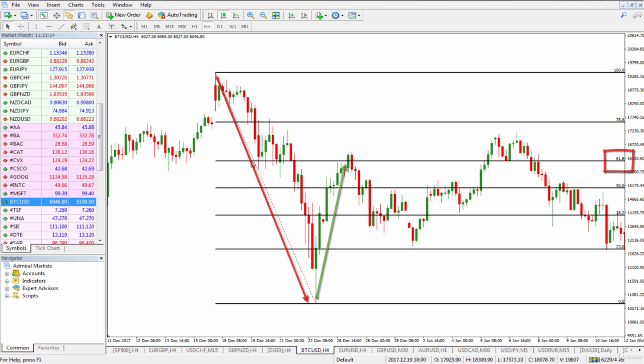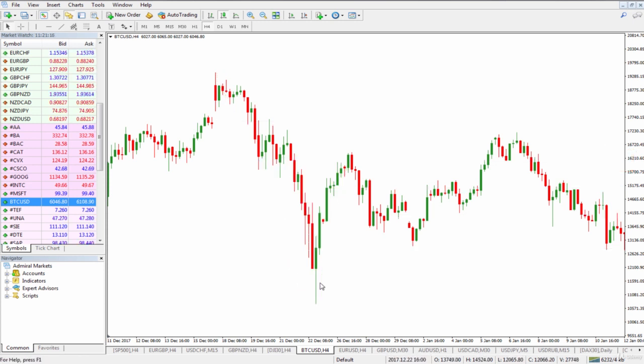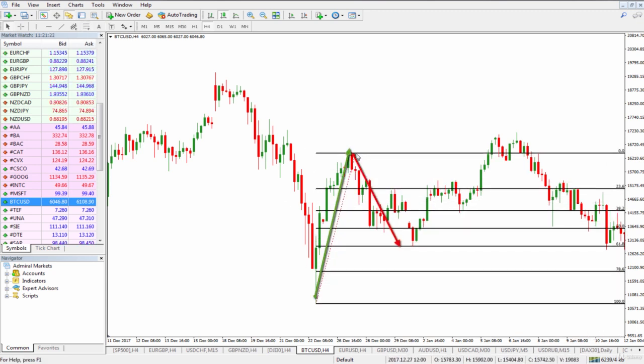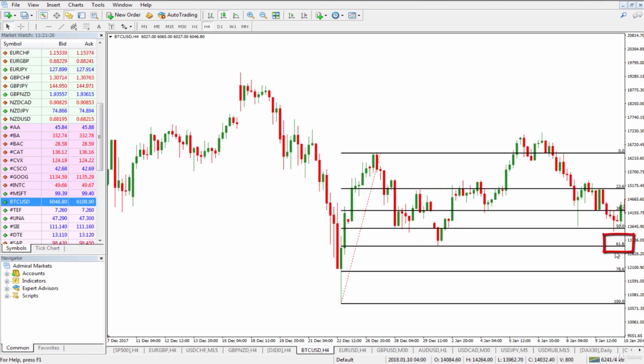Let's move on. If we take this wave now as the initial one and run the Fibonacci, the next retracement occurred again at the level of 0.618. So as we can see, even on this extremely volatile cryptocurrency market, Fibonacci can be useful.